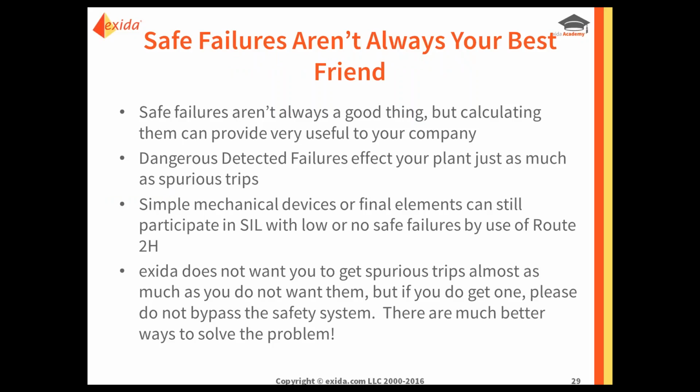So just to reiterate, safe failures aren't always a good thing, but calculating them can prove very useful for your company. So if you are going to receive a certificate or a device that is SIL rated, you care about the dangerous failures, but you also care about the safe failures. The dangerous detected failures will affect your plant just as much as the spurious trips. Simple mechanical devices or final elements can still participate in a SIL rating even if they have very low or even no safe failures by using Route 2H. And mostly exida and functional safety certifying bodies, they don't want you to get spurious trips almost as much as you don't want them. But if you do get one, please, please, please don't bypass your safety system. There are much better ways to solve that problem.